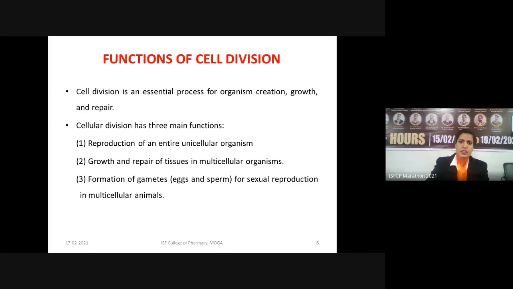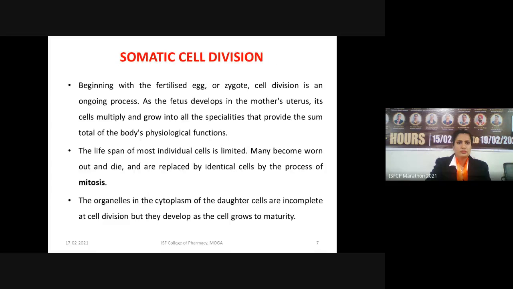Hence, we can conclude that cell division does not take place only for reproduction, it also takes place for growth and repair of the tissues. Now let's understand these divisions in detail. Firstly, let's focus on somatic cell division.